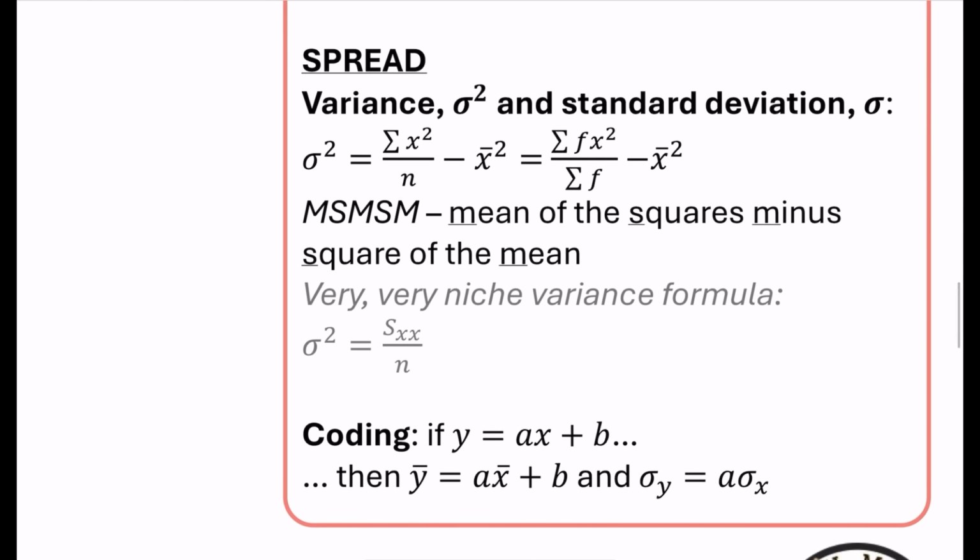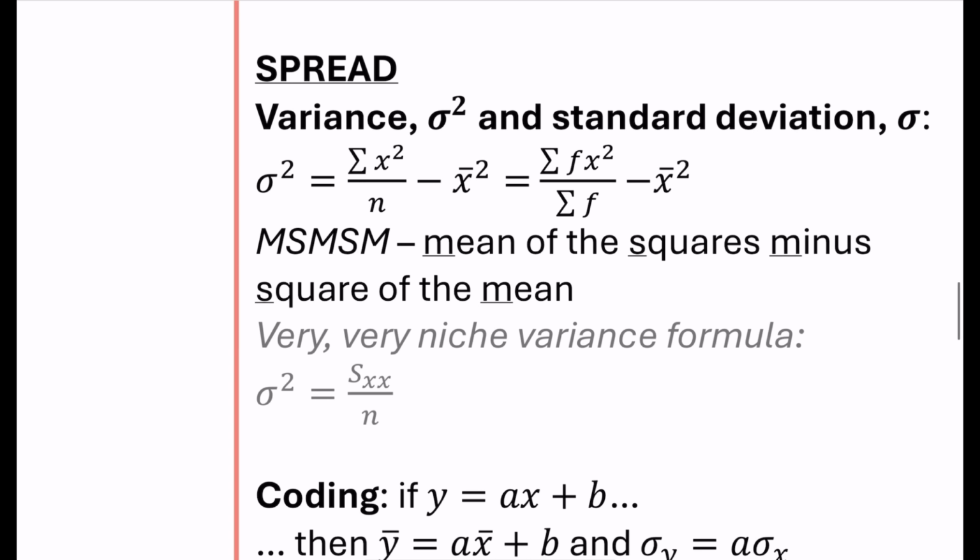So spread is different to a measure of location. Once we know the value for something like the variance or the standard deviation, or even the interquartile range or the range, those things don't tell us where the data is located on a number line, just how spread out the data is. So variance is sigma squared. If you want to find the standard deviation, which is just sigma, you just take the square root of this thing that we have here.